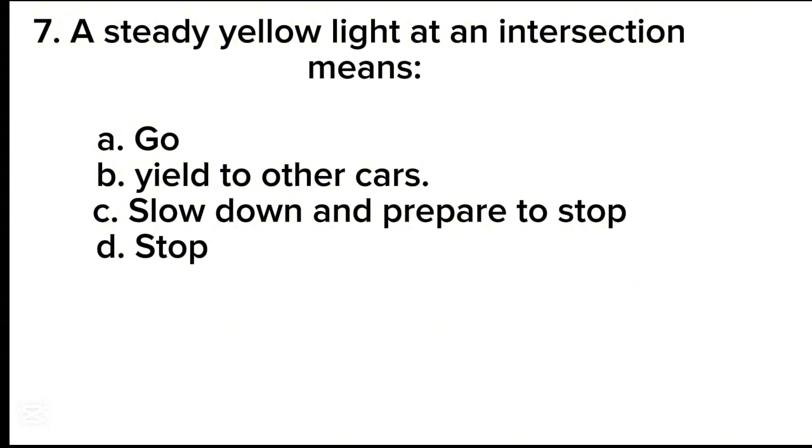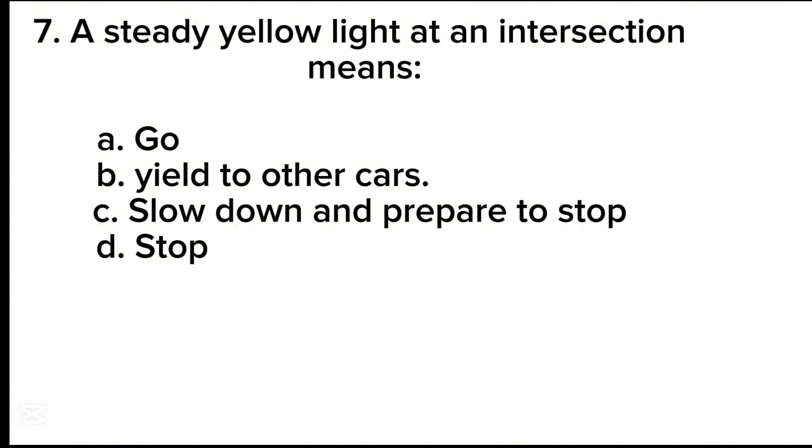About question number 7. Question number 7 states that a steady yellow light at an intersection means. What is the meaning of a steady yellow light at an intersection? A. Go. B. Yield to other cars. C. Slow down and prepare to stop. D. Stop. What is the correct answer?